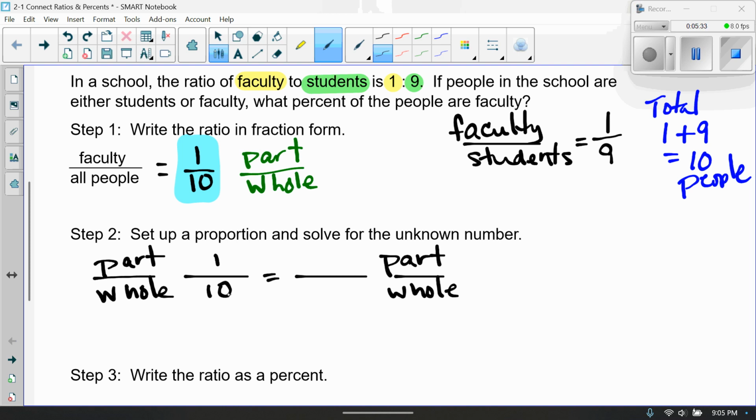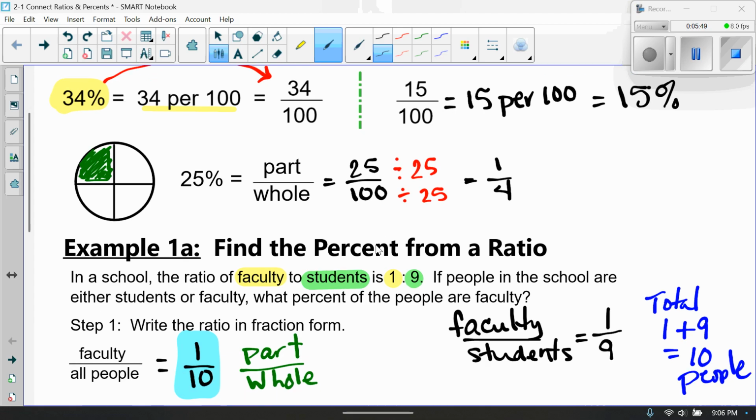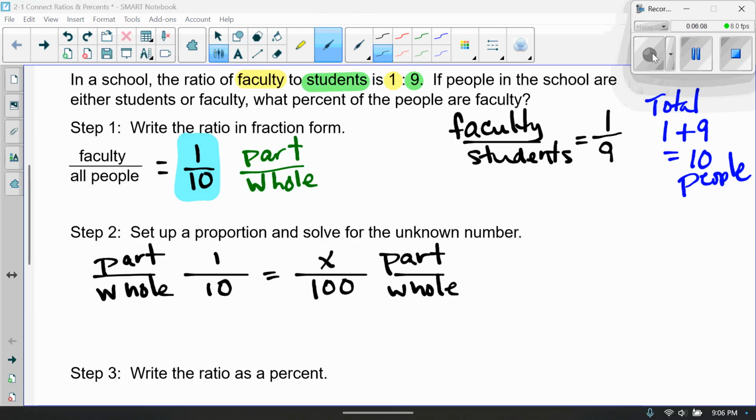Okay? Now, we want to change this to a percent. Now remember, percent is part to whole, where the part is the part that we're talking about, and the whole is everything, okay? So here, the whole is 100%. So that's going to be 100 down in the denominator, and we're going to solve for how many goes on top, okay? There are several different ways that we can do this. We can either cross-multiply or we can use equivalent ratios. Here, I think that we should use equivalent ratios.